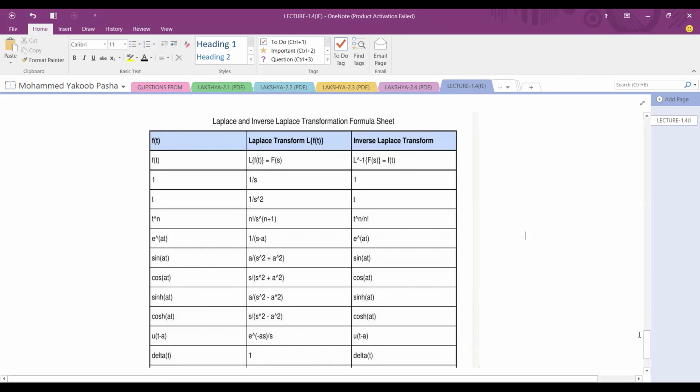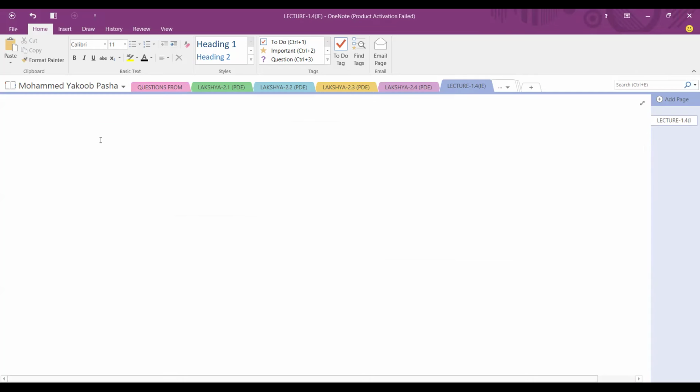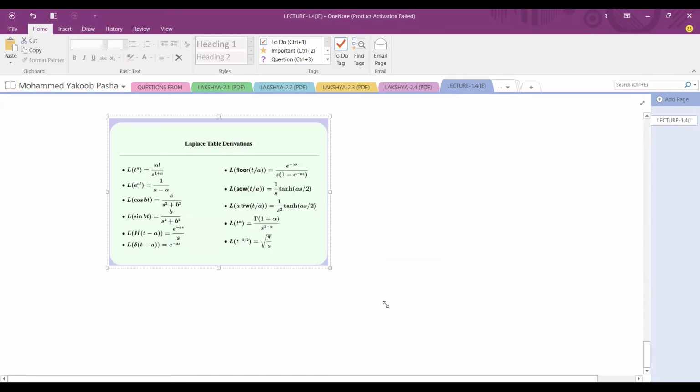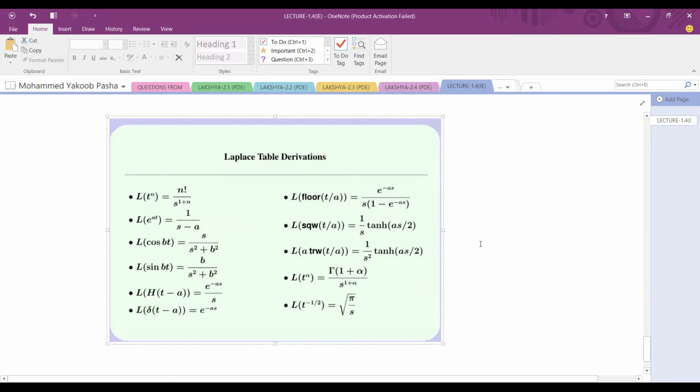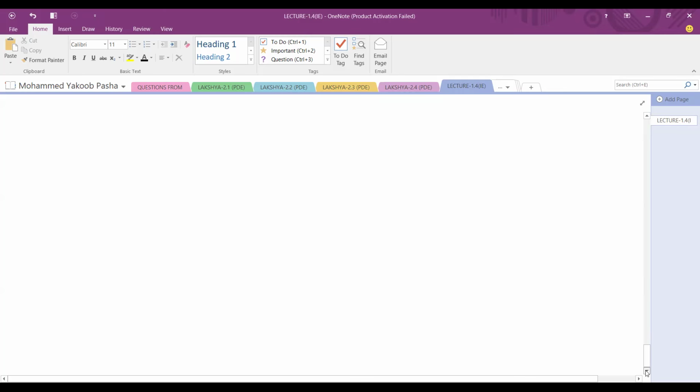Okay, now one more list of formulas are there. You may search in Google or you may search in the textbook, Shanthi Narayan's book on Laplace transforms or integral transforms. The list of formulas is in the book. You can search the formulas. Okay, these are some formulas. Now using these formulas we can find the solution easily.